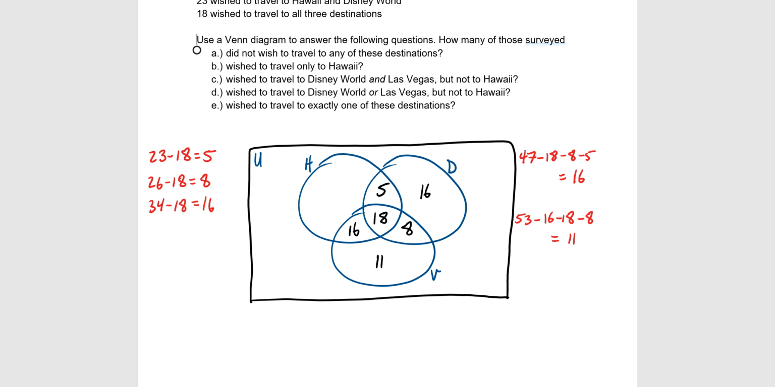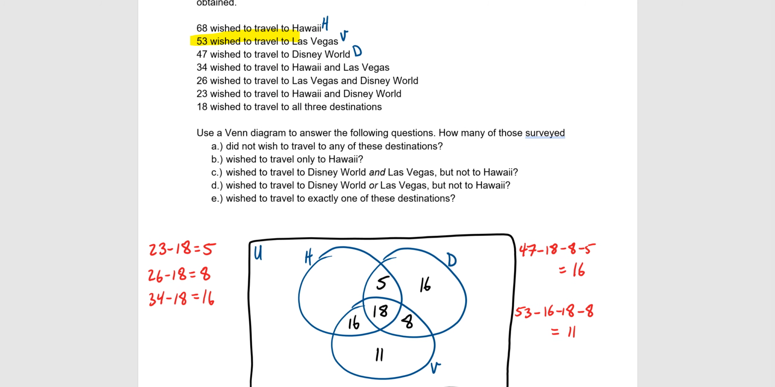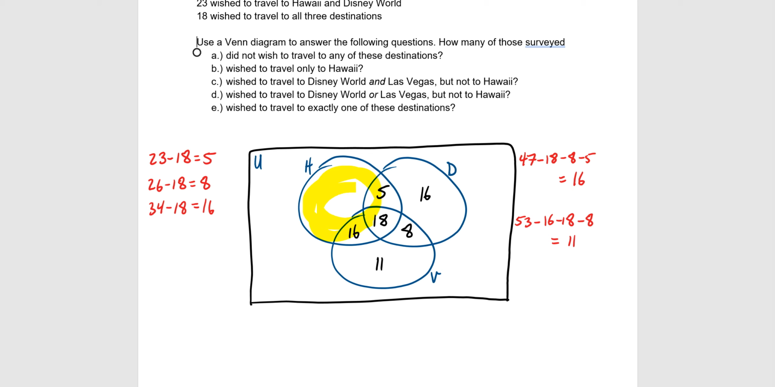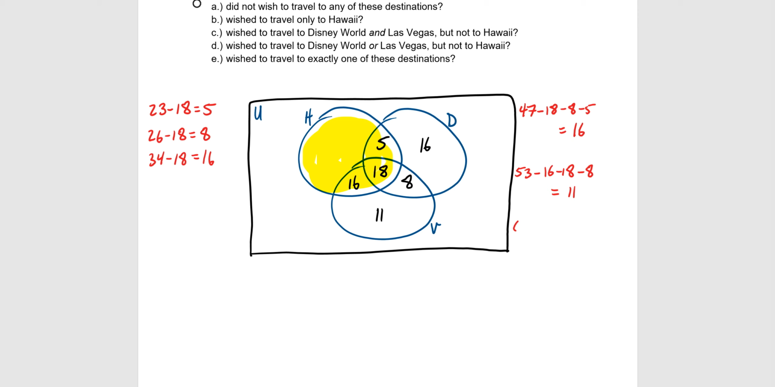And then second last for Hawaii, 68 wish to travel to Hawaii. So this whole circle needs to add up to 68. So we are going to subtract again. So it's going to be 68 minus 16 minus 18 minus 5, which gives us a value of 29. So 29 wanted to go to only Hawaii.